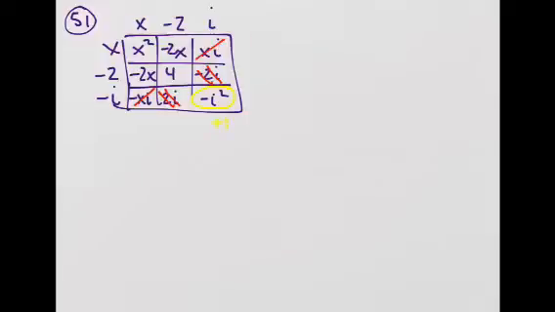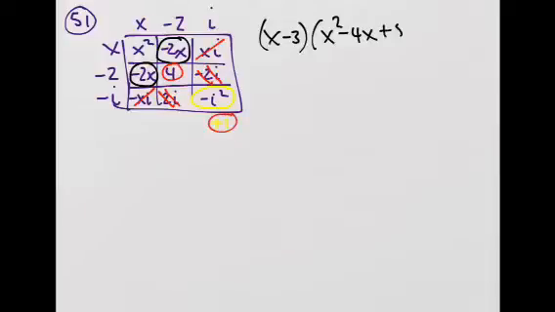and these two are like terms, right? So I have x minus 3, that's from the first 0, and times x squared minus 4x. Now I have 4 plus 1, that's going to give me 5.